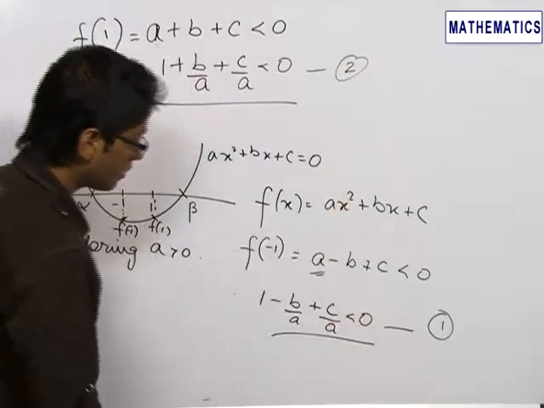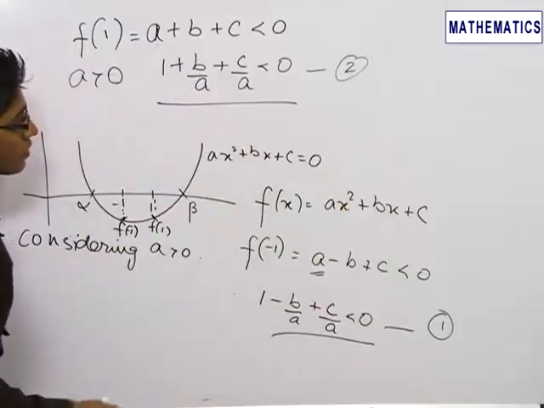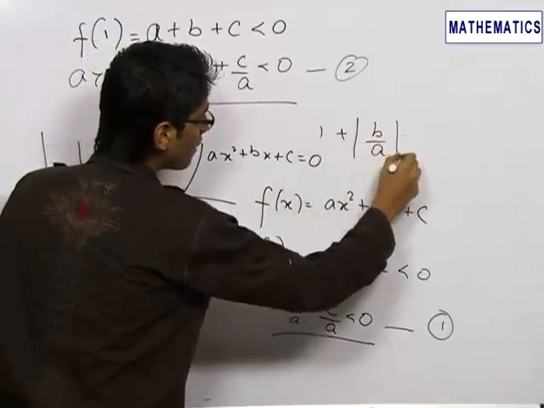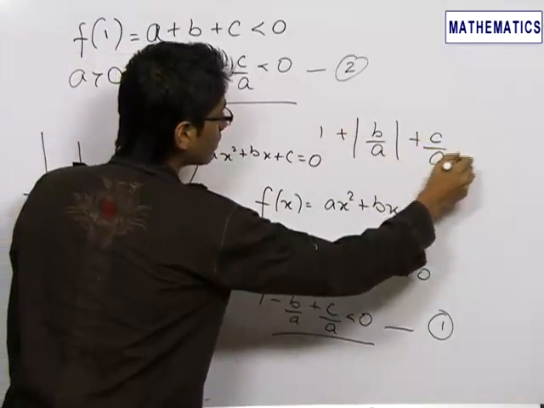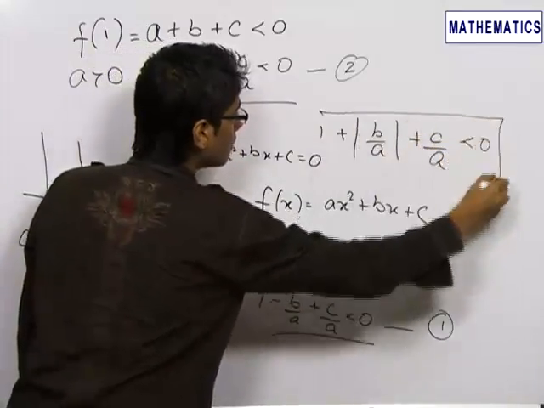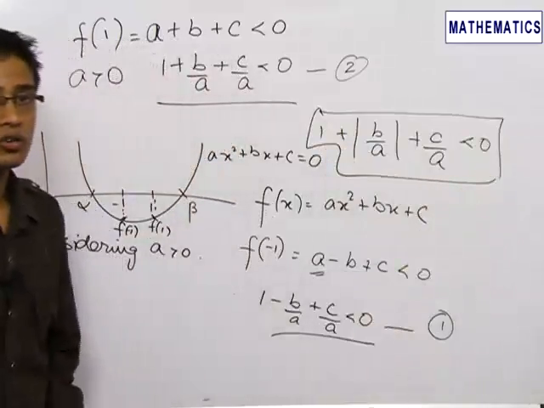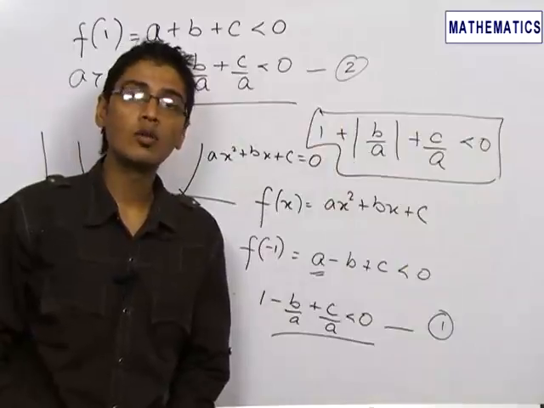This was our first equation. Clearly from the first and second equation, we can conclude that 1 plus modulus of b by a plus c by a is less than 0, which was the desired result we needed to prove. So this was an important question since it was based on the location of roots concept.